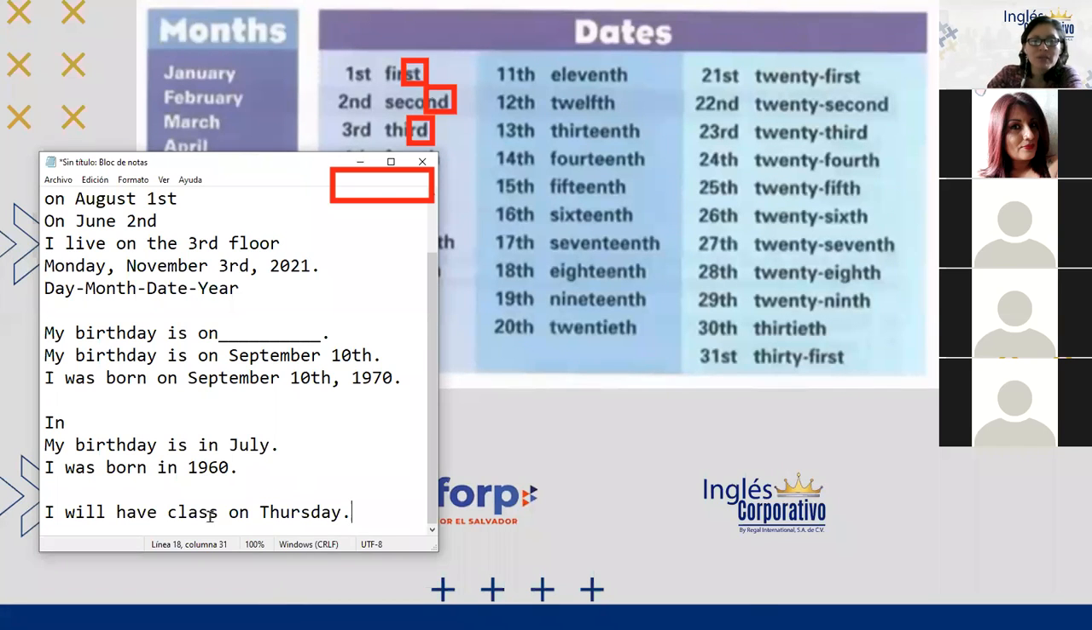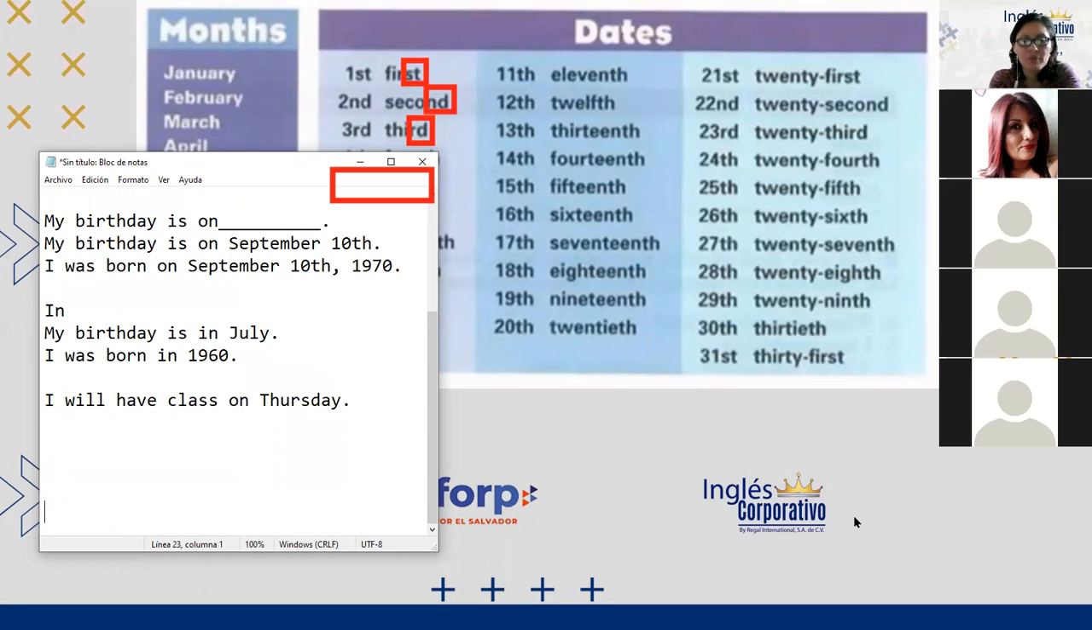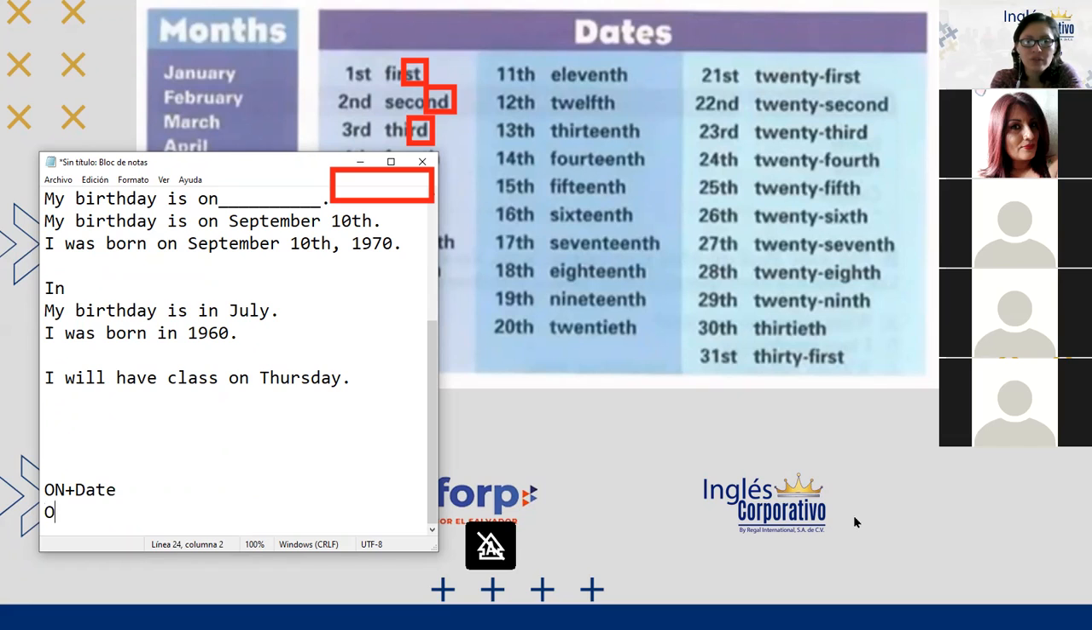So that's gonna be, you know, the preposition. Si voy a expresar el día solamente, on. Okay? Entonces, para hacer un resumen de eso, vamos a hacer lo siguiente. Okay, vamos a escribir aquí on, ¿verdad? Va a ir con fecha. On. Va a ir con días, days of the week.